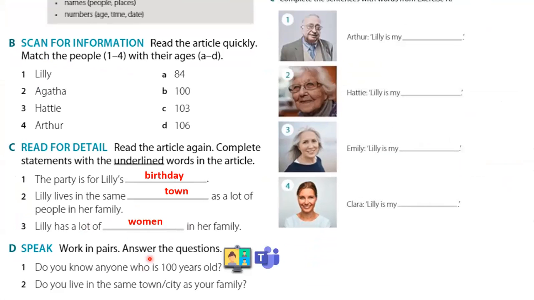You're gonna call your classmates and you're gonna ask and answer these questions. Do you know anyone who is 100 years old? And the next question, do you live in the same town or city as your family? Okay, please call your classmates and discuss these questions.